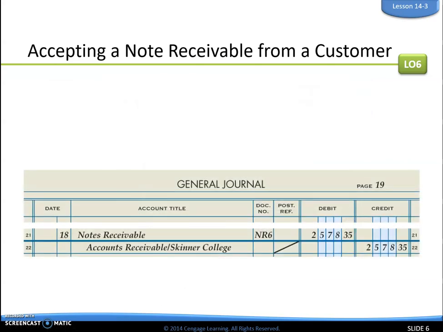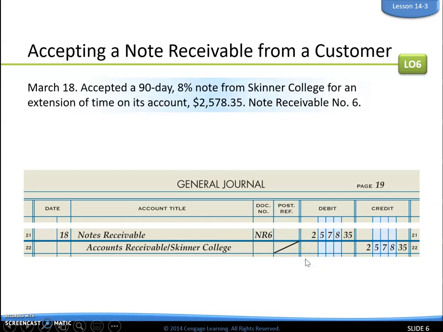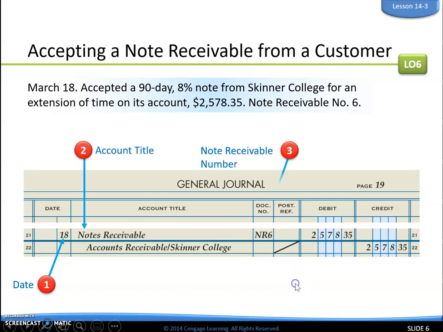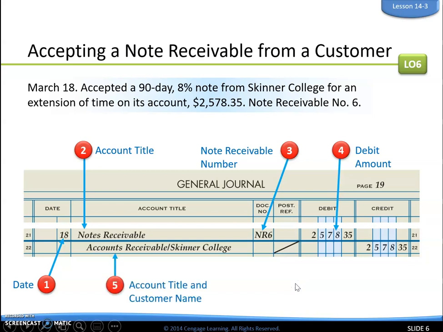So this is going to go into our general journal. We're going to put in our date. We're going to debit notes receivable. There's our document number, our debit amount, and then we're going to credit accounts receivable / Skinner College. Remember that slash goes into the post reference column to show that we would be posting that credit to two separate accounts. And then we have our credit.